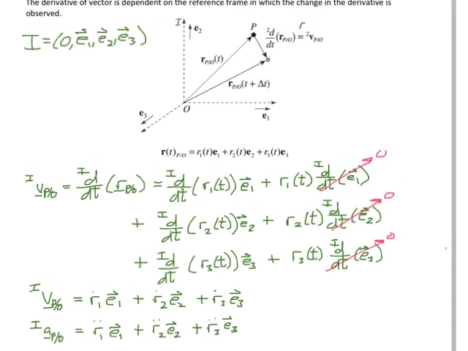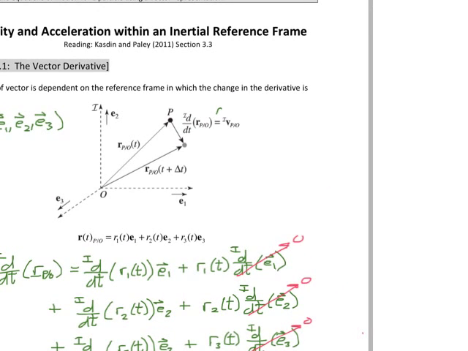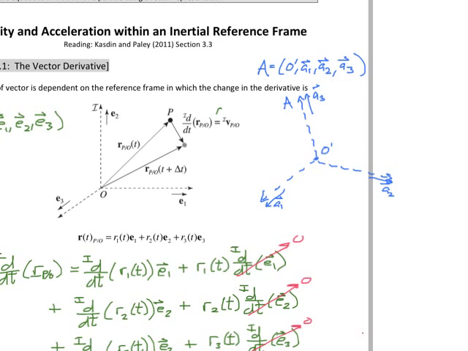So now let's consider a situation in which we have observed the time derivative of this same position vector, r of p with respect to O, but we do it from a different reference frame. So let's create a reference frame A. Here, reference frame A is defined by the origin O prime and the basis vectors A1, A2, and A3, which create an orthogonal basis.